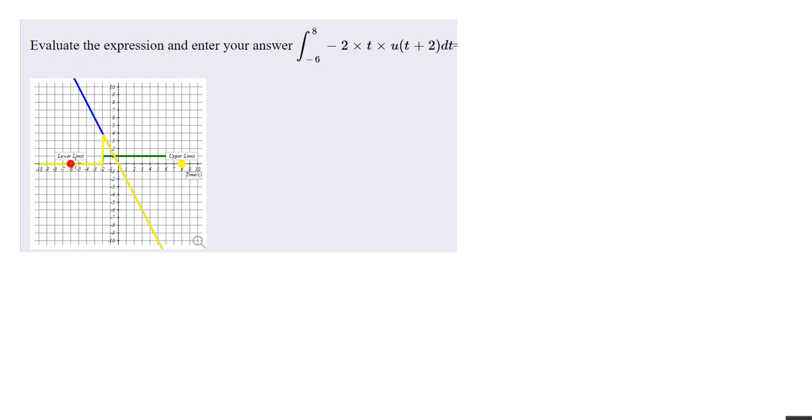And you can see that there's nothing to integrate up until t equals -2. So what we do is change the limits of integration, right? But also, let's just get an idea of what we're looking at, right?